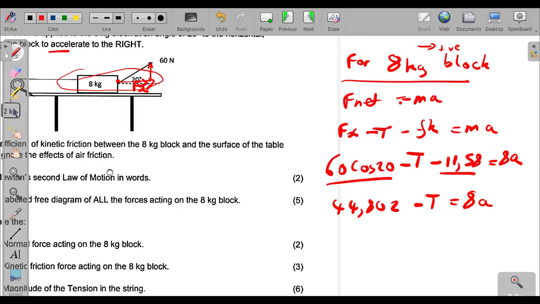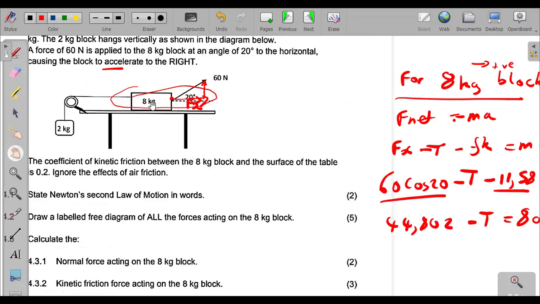Now, here is the good thing. The acceleration of the 8 kg block apparently happens also to be the acceleration of the 2 kg block, because the two are interconnected. It means if the 8 kg block moves, the 2 kg block shall also move with the same acceleration. Point number one.